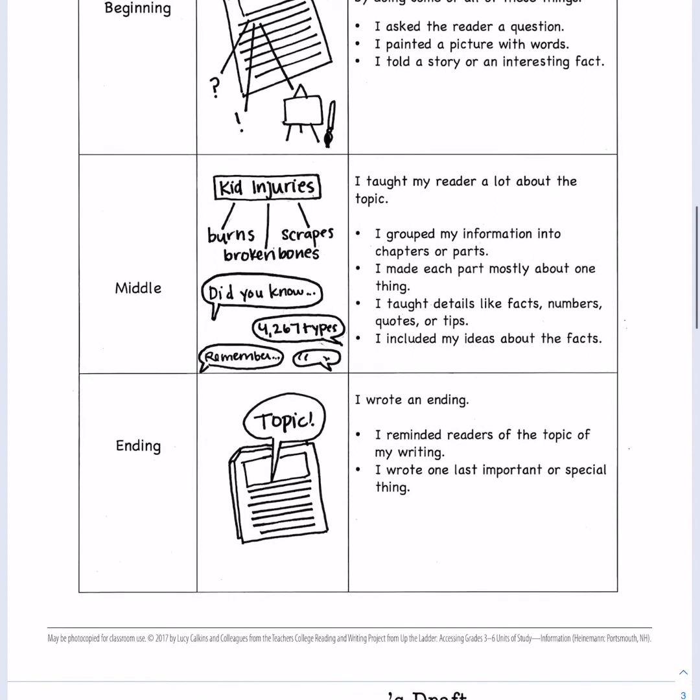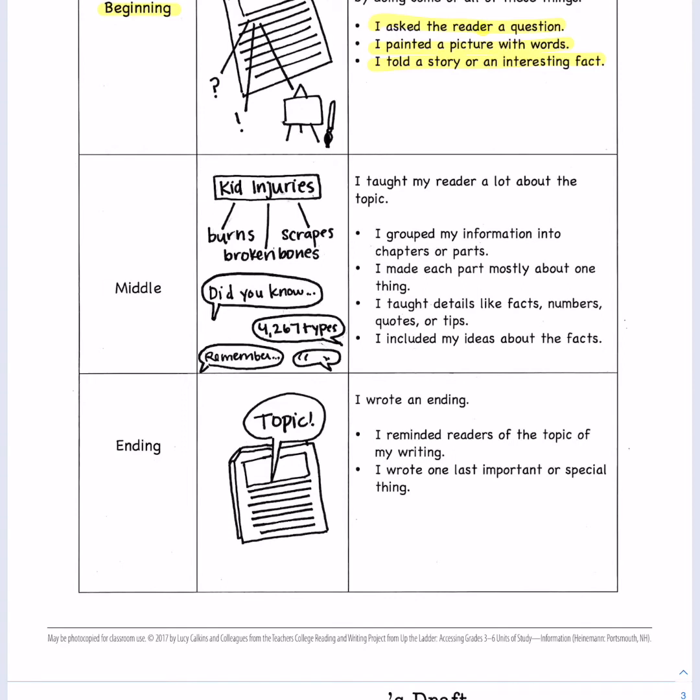Now, you've seen this information checklist before. It looked a little bit different than this one. This one's a little bit more simplified. It's going to remind you that at the beginning of your draft, you're going to have an introduction where you maybe asked a reader a question in your hook, painted a picture with words, or told a story or an interesting fact.